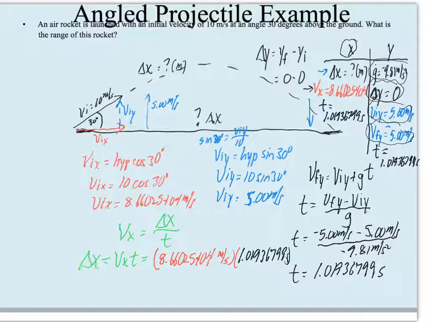We see time is 1.01936799 seconds. And if we multiply those together, we end up with 8.827985577, and that unit's going to be meters, and then we would round to 3 sig figs. So our answer for delta x is 8.83 meters. And that is the range of this object, 8.83 meters.